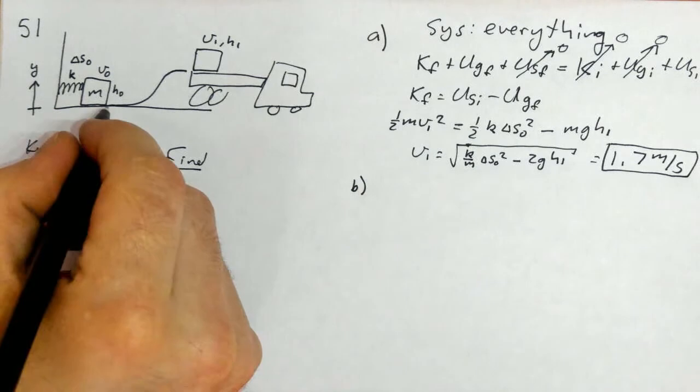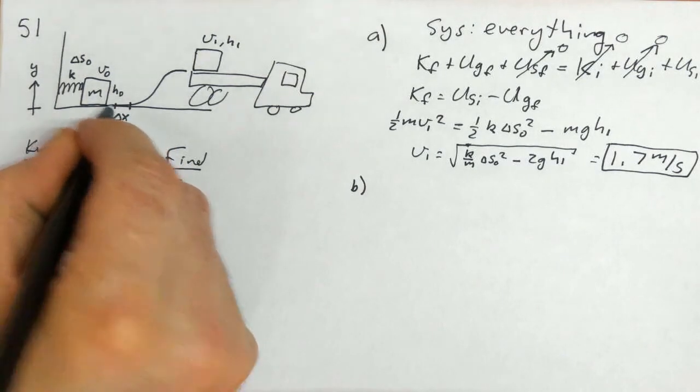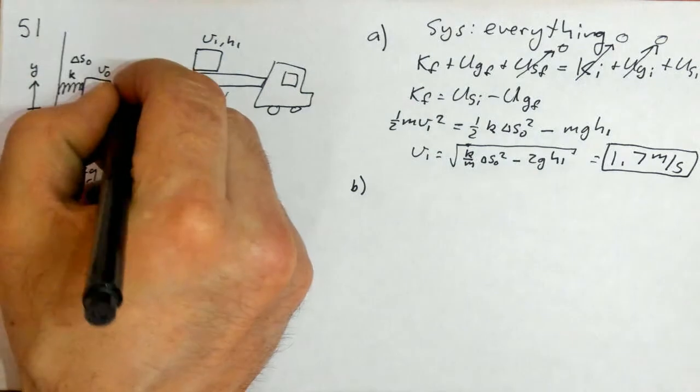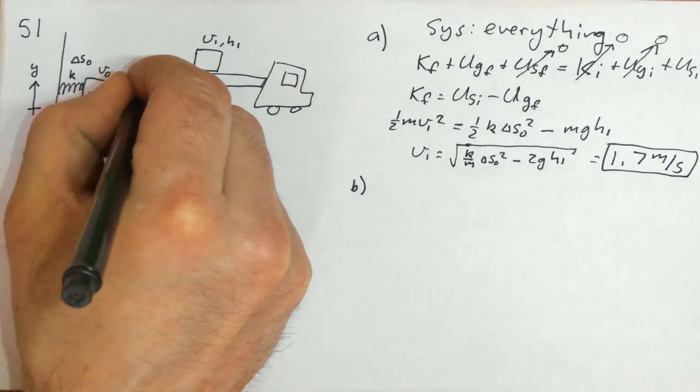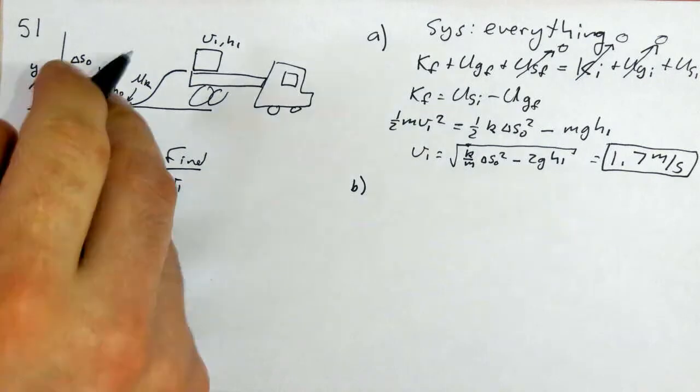We say that somebody spilled a soda, creating a sticky spot of length delta x. And that sticky spot has a coefficient of kinetic friction. And the question is, does the next package make it up the ramp? So we've got some new information.